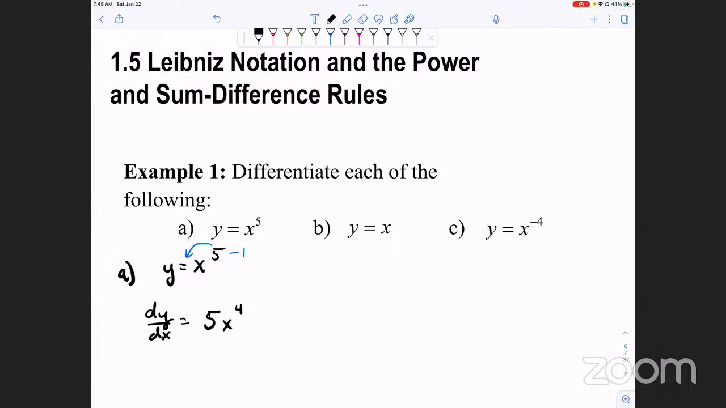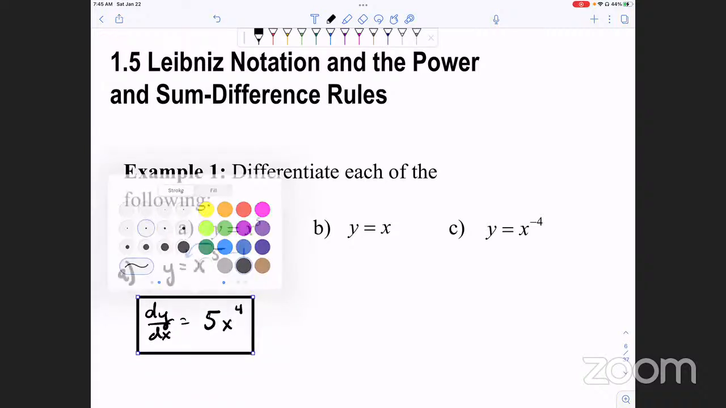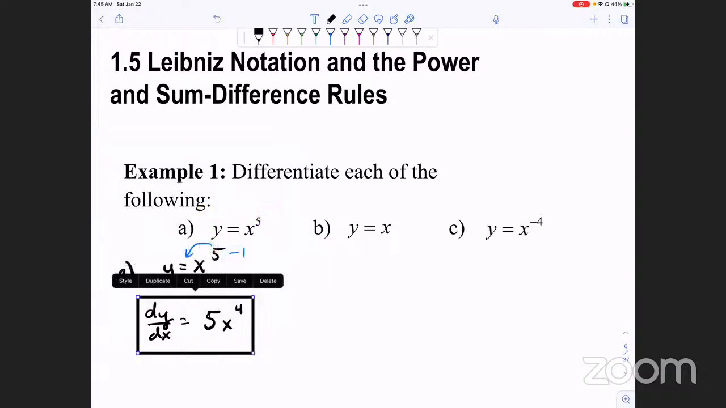If you feel like you need to convince yourself, you can do the limit definition of the difference quotient of this. When you simplify, once you take the limit as h tends to 0, you'll get the same result.